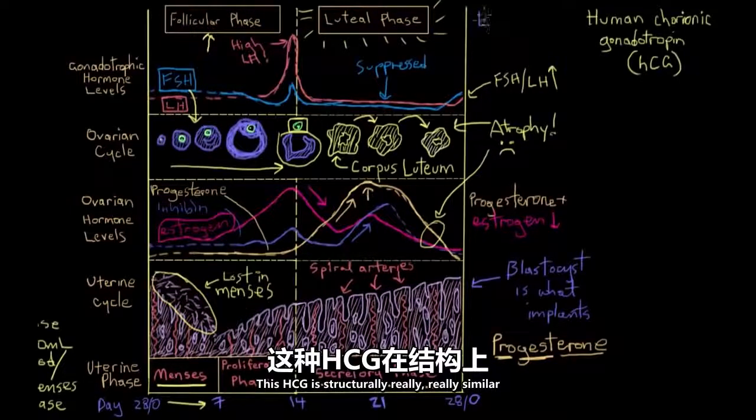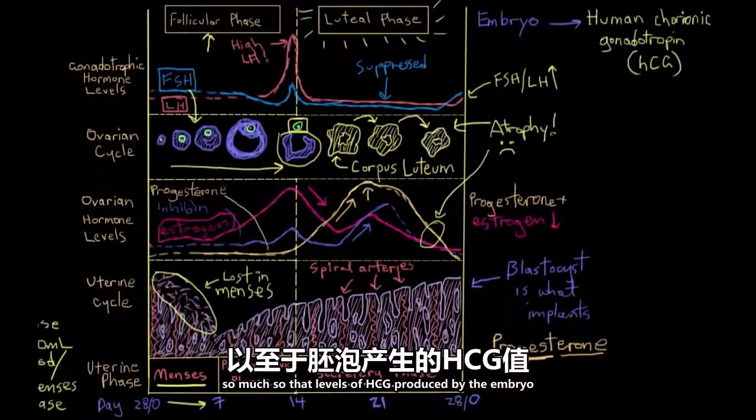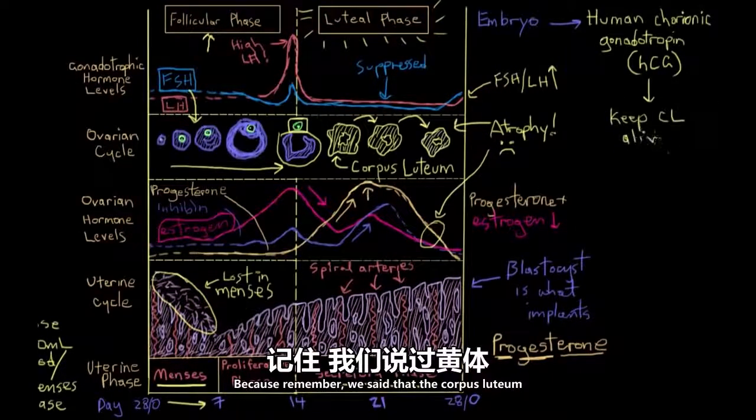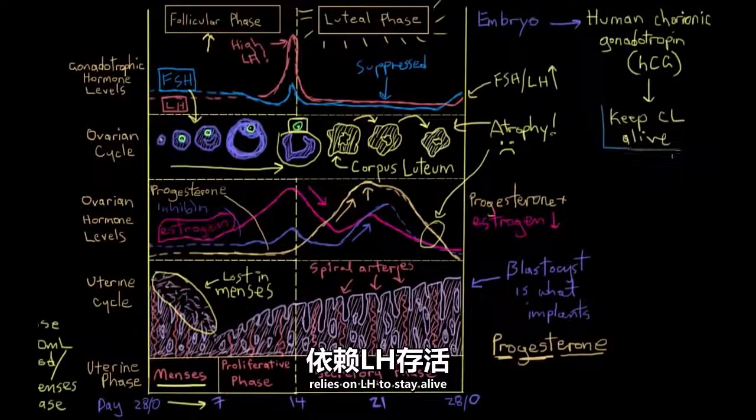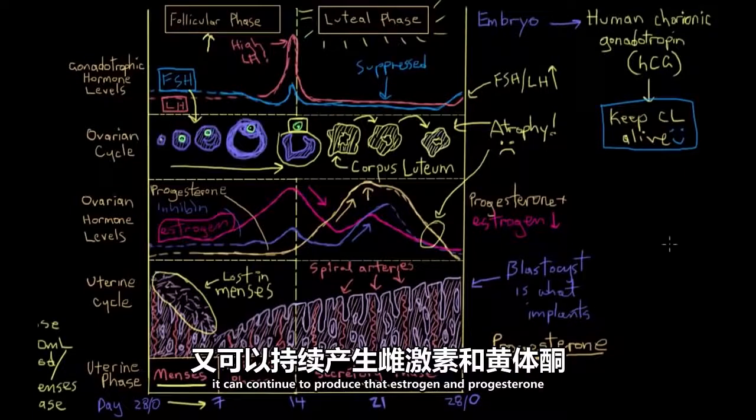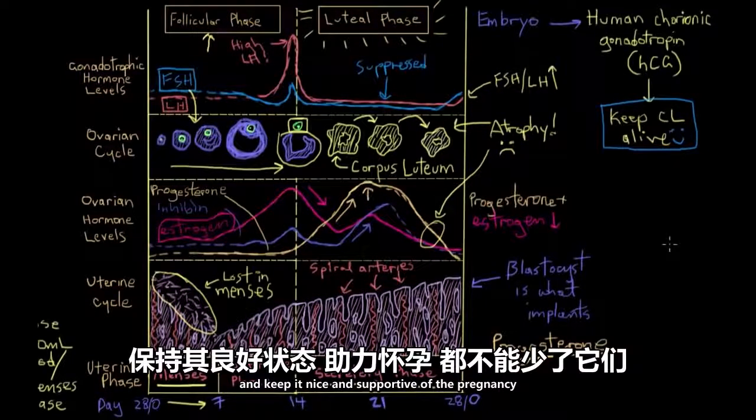And this HCG is structurally really similar to luteinizing hormone. So much so that levels of HCG produced by the embryo are enough to keep the corpus luteum alive. Because remember, we said that the corpus luteum relies on LH to stay alive. And so now with the corpus luteum remaining alive, it can continue to produce that estrogen and progesterone that's necessary to maintain the endometrial lining and keep it nice and supportive of the pregnancy.